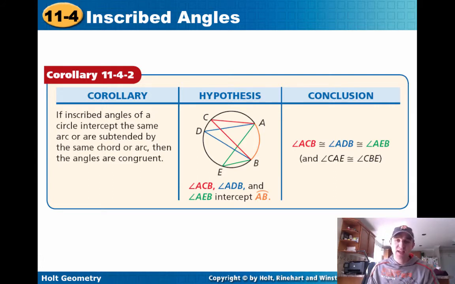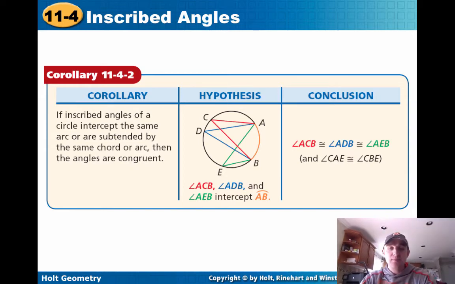You'll see that it also says CAE and CBE are congruent. Well, CAE opens up to CE, and CBE opens up to CE. Okay, the arc CE subtends both of them. So we really have to pay attention and look at what they open up to. If they both open up and are both subtended by the same arc, then they are congruent.